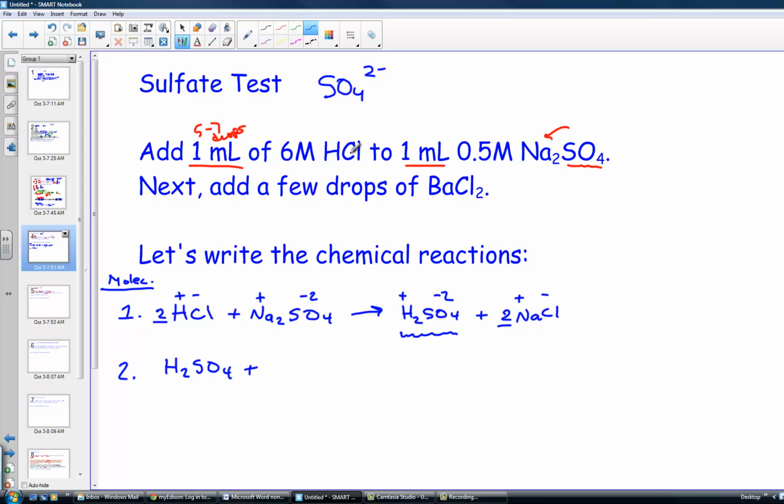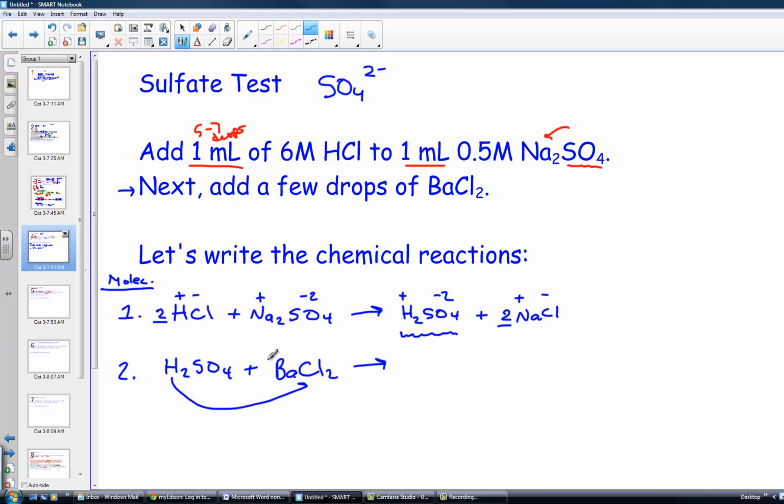So I add 6 molar HCl to sodium sulfate. Stir it up, and this is what happened so far. The next step of direction says now add some barium chloride. So what's happening in the next step is the very product we made in the first step becomes the reactant in the second step. And that happens when we take BaCl2 and add it as a third ingredient into the same test tube. Now what happens?